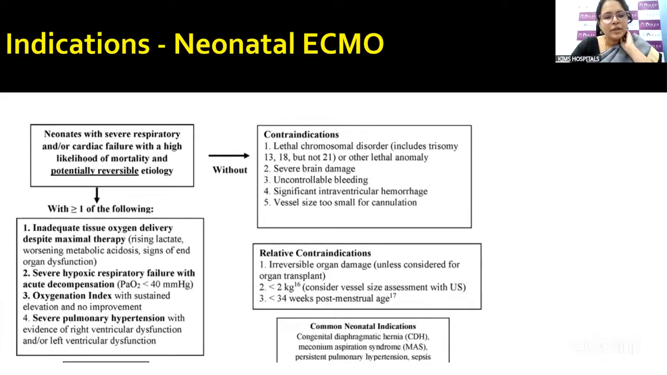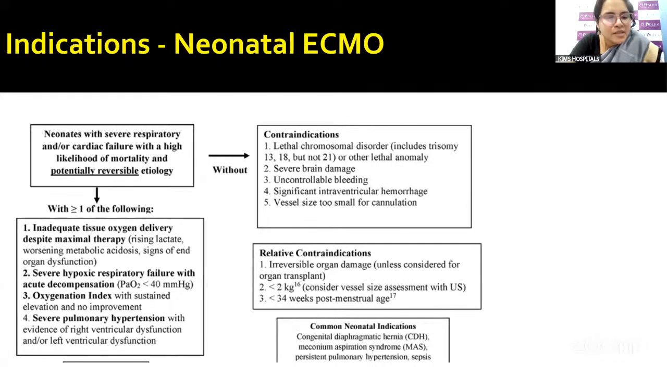Now, where do we think of ECMO? It is when one or more of the following clinical criteria are met: when there is inadequate tissue oxygen delivery despite maximal therapy. So this can be indicated in the form of worsening organ dysfunction, severe metabolic acidosis, or rising lactate despite maximal cardiorespiratory support. For example, if you're on maximal doses of 4 inotropes and you have corrected intravascular volume, acidosis, blood glucose levels, calcium and electrolytes, etc., and you still are struggling to maintain adequate lactate and acid-base balance, or in a baby with severe hypoxic respiratory failure with an acute decompensation.